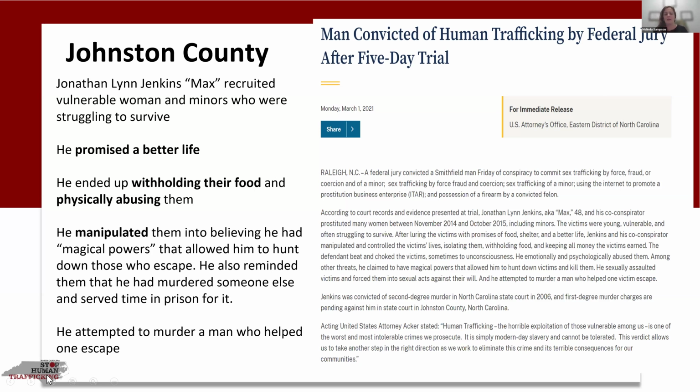It's about when we're talking about human trafficking, but in this case specifically, he had already gone to prison for murder, and he reminded these victims constantly that he's done this before, he's killed someone before, and he would kill them too. And they ended up really, really believing that he had the magical powers that allowed him to hunt them down. So escape was impossible for them because of this manipulative piece.